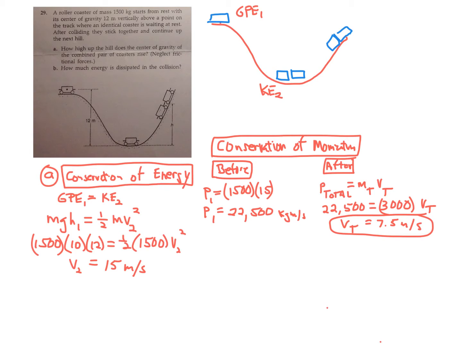You have an individual roller coaster car at the top of a tall hill, 12 meters tall. And we're assuming no losses on the way down, no frictional losses on the way down. So the GPE of that car at the top of that hill will transfer to its kinetic energy at the bottom. So this over here represents just that single car before it hits the second car.